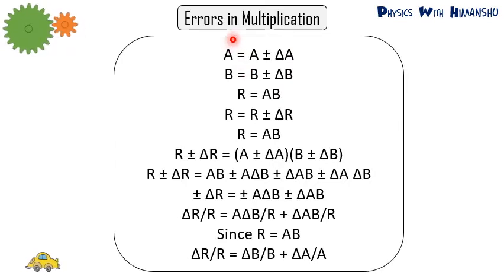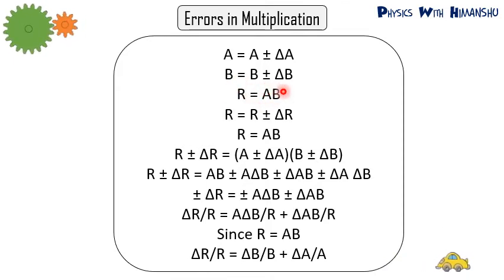So first we'll discuss error in multiplication. Suppose we have two quantities A and B. So value of A is A and error in A is del A. Value of B is B and error in B is del B. And R is a quantity whose value is A into B. See, now A is not perfect, B is not perfect. So definitely R will also not be perfect. So there will be some error in the value of R. Suppose that error is del R. So we'll report R to be like this, R plus minus del R.